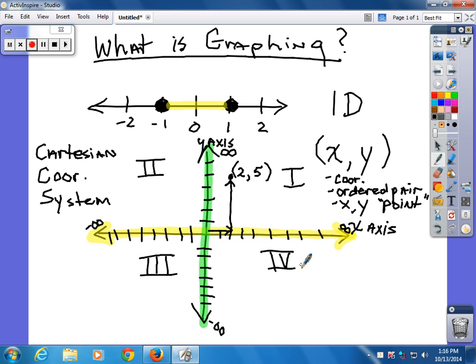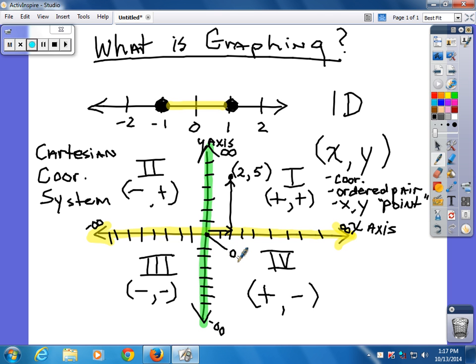All your x values in the first quadrant are both what? Both positive. Positive, negative. Negative, negative. I'm sorry, I did the wrong way. Negative, positive. Negative, positive, negative, negative, and positive, negative. The middle, where the two lines intersect, is the coordinate 0, 0, which represents what we call the what? Origin.